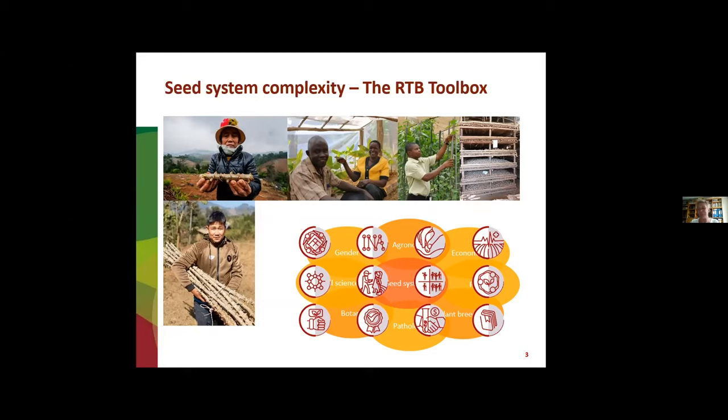These are the interdisciplinary tools in the toolbox. And because of this interdisciplinary nature, they are both qualitative and quantitatively oriented tools and mixes thereof. And I'll come back to that. Next slide, please.